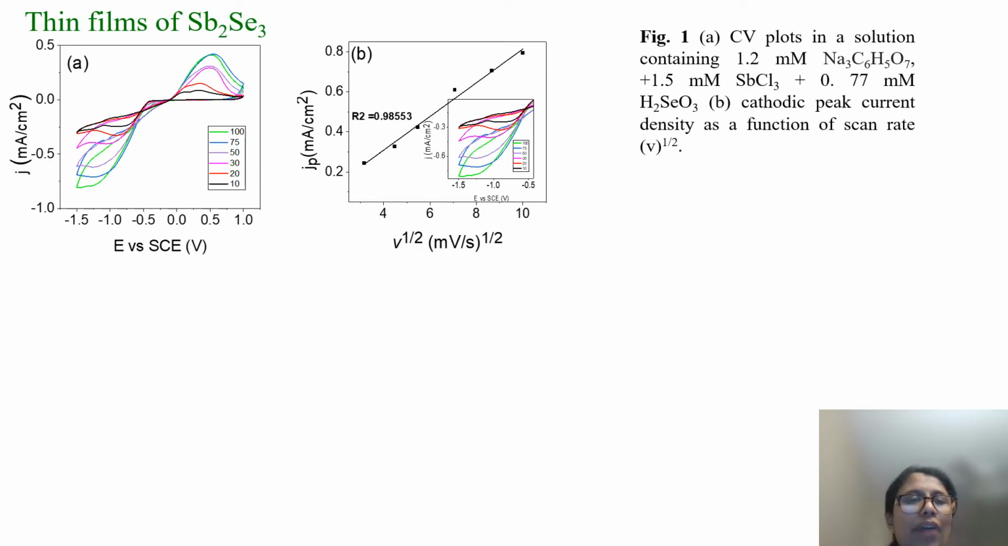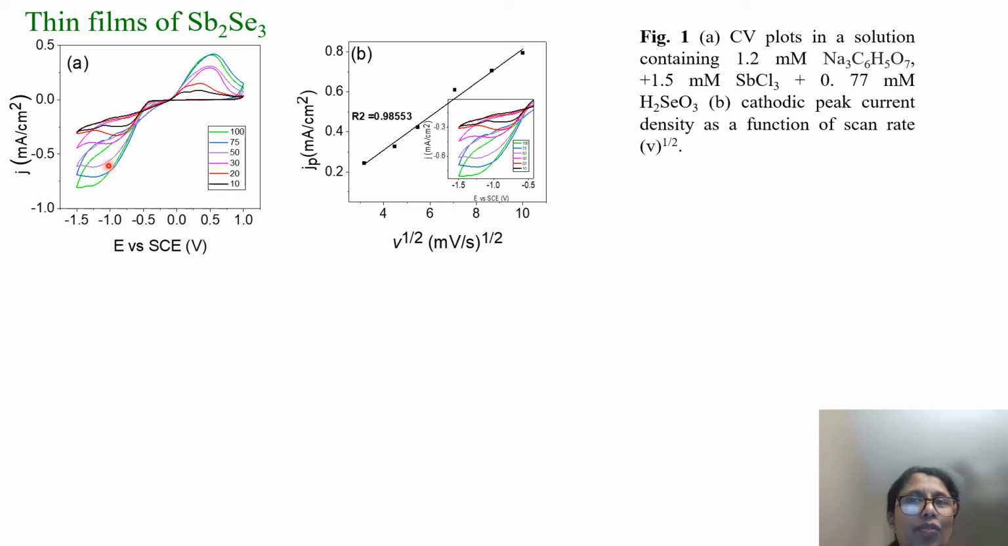These thin films of antimony selenide were developed by constant potential. Here the CVs at different scan rates are shown. They all have a similar shape. This shape indicates that it is a diffusion-like process. All the scans have similar current, and in this case, the sweep speed changes the value of the current density. The shape is the same, but the current density is changed.